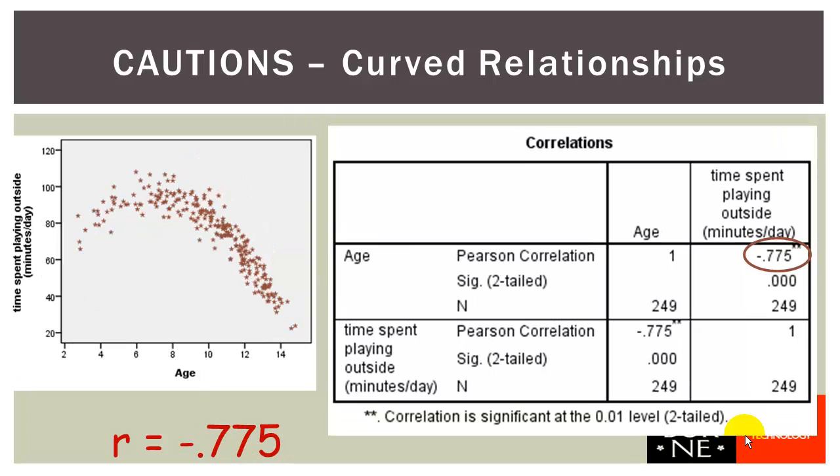So here's another curved relationship. Now in this case, the straight line relationship captures some of what that relationship looks like. There is, for most of the ages, a general downward trend, and that's being captured in this value of Pearson's R of minus 0.775, but it doesn't capture all of the relationship. So in fact, this value of Pearson's R would be underestimating how strong this relationship is.